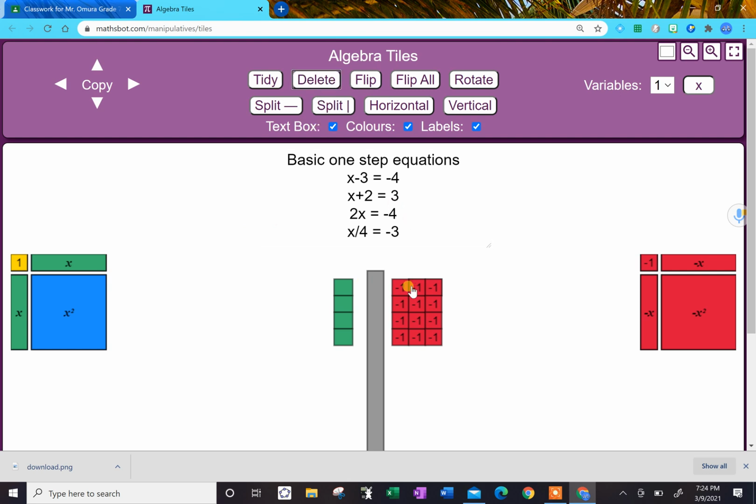1, 2, 3, 4, 5, 6, 7, 8, 9, 10, 11, 12. One full x would equal 12 because when I had divided it, we said a fourth of an x was equal to negative 3. So when I get all 4 pieces together, I get a full x.